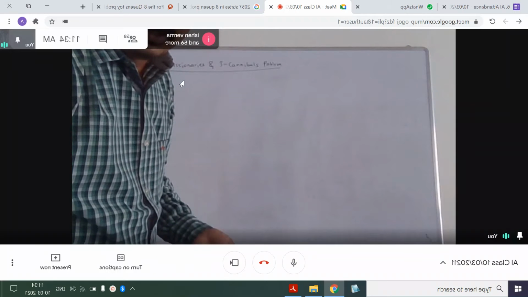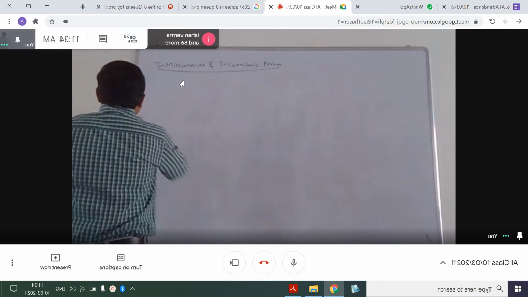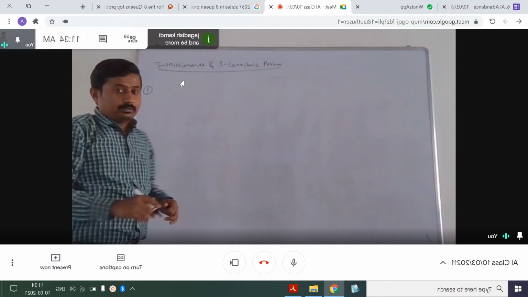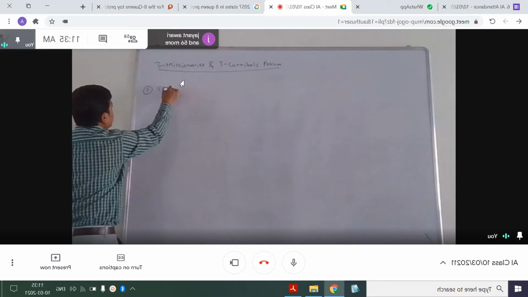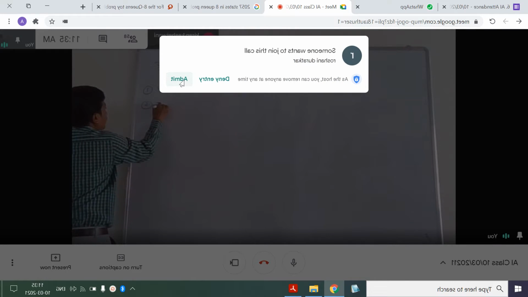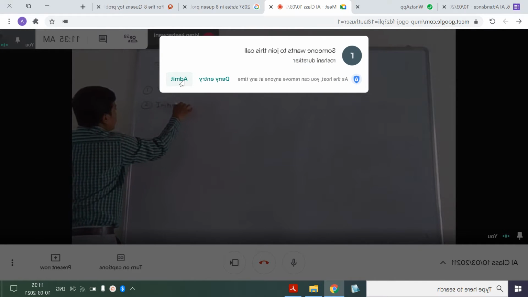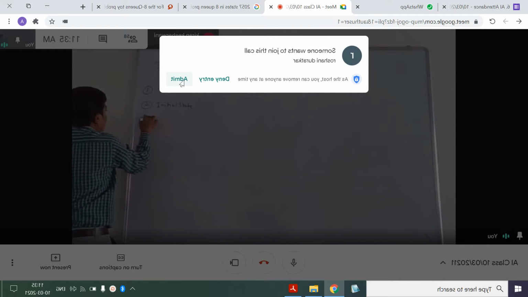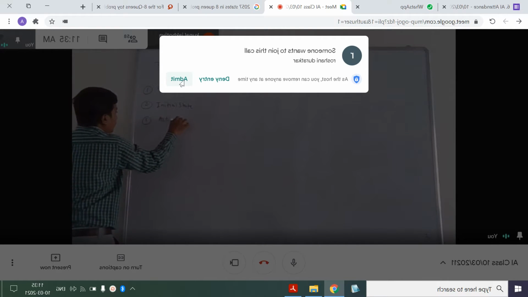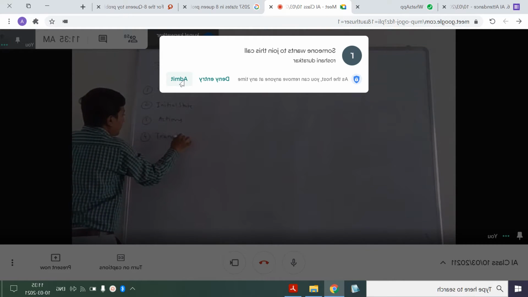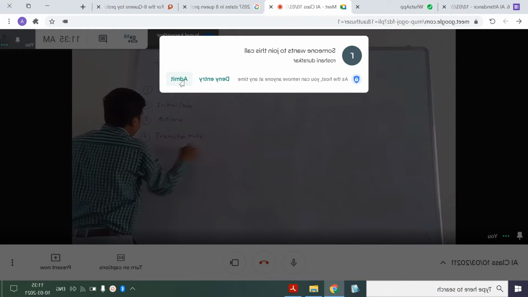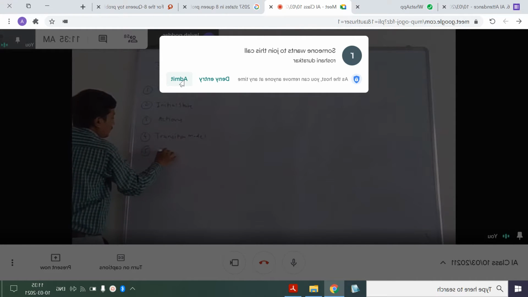We'll try to formulate this problem today. In order to define a problem, we use 5 to 6 parameters. So we specify the states in that problem, then initial state, then set of actions, then transition model, then next one is goal test, and last one is path cost.